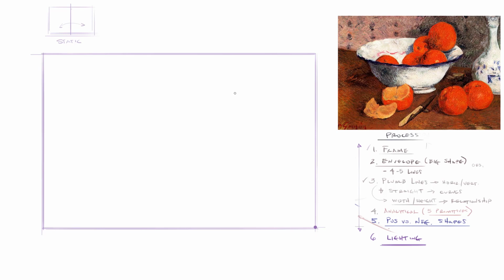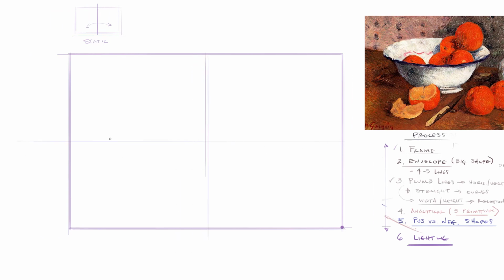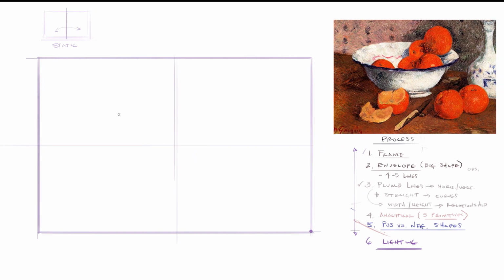Next step would be my envelope. So I have my frame. I've thought a little bit about what I think is going on. I could even draw my divisions here just to help give it a bit of structure. Now I'm going to move into my next step, which is the envelope. So I'm going to go to those outside edges. What I see is from the top of the vase to where the bowl is, roughly here, down to the orange, maybe to the knife.